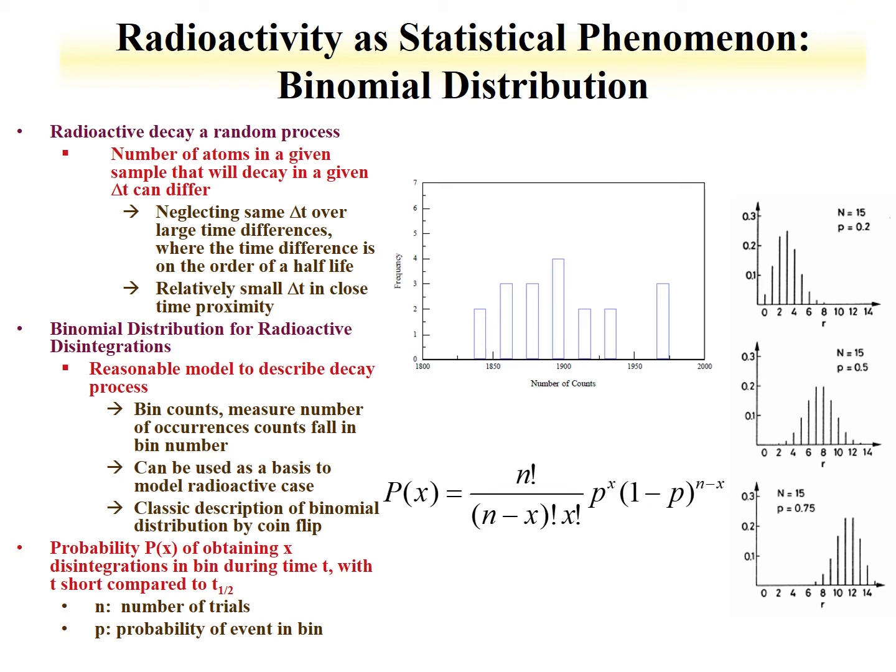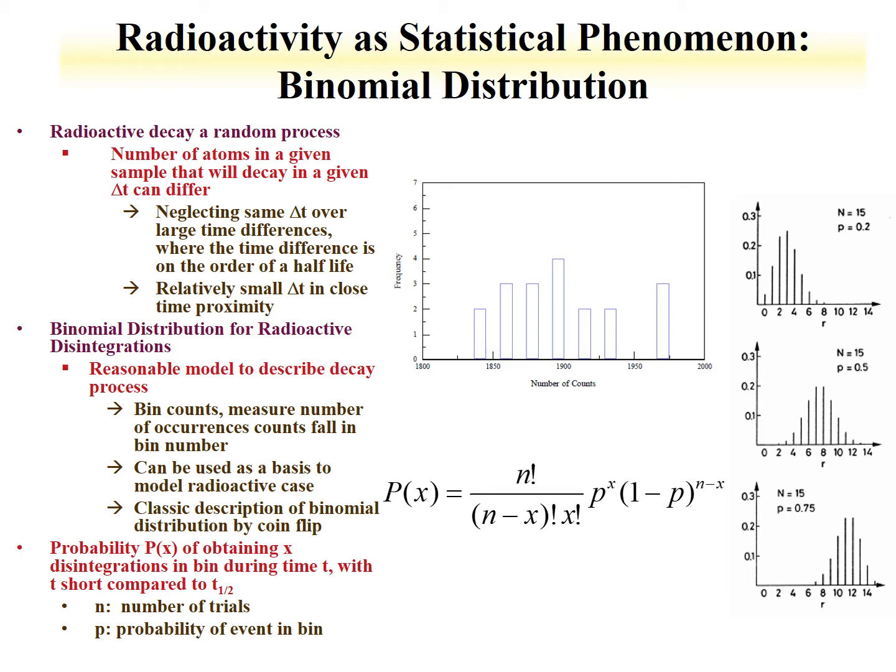And this is really due to some sort of binomial distribution of radioactive disintegrations. We can model it that way. It's a reasonable model to describe the decay process. We can bin count, measuring the number of occurrences that fall in a bin number. This can be used as a basis of modeling our radioactive decay.